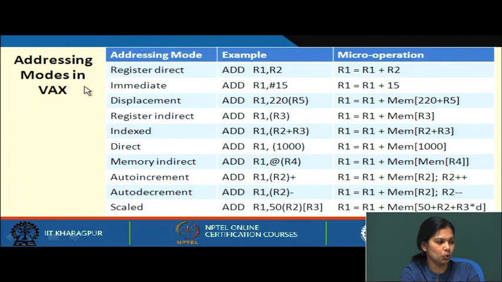These are the addressing modes that are present in the VAX machine. This was a very popular machine in the 80s. So, just see how many addressing modes, almost all addressing modes are present, starting with register direct, immediate, displacement, register indirect, indexed, direct, memory indirect, auto increment and auto decrement, and scaled. So, the VAX machine included a huge set of addressing modes.